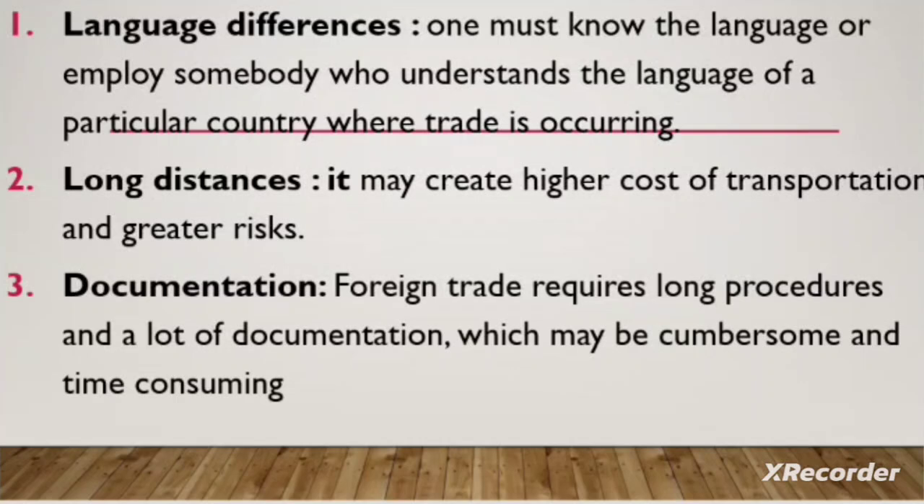Then we have long distances. So long distance may create higher cost of transportation and greater risks. For example, if you're transporting goods or items from Tanzania, the price cannot be the same if you're transporting goods from Limbe to Blantyre. If you compare Tanzania to Blantyre with Limbe to Blantyre, you see that at least Limbe will be very cheap.